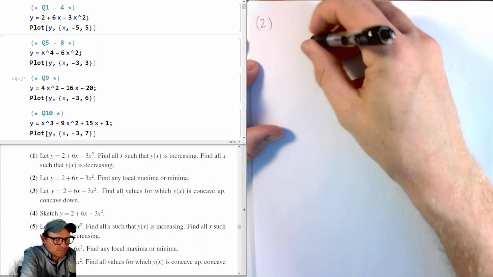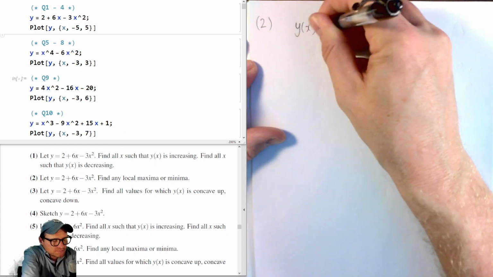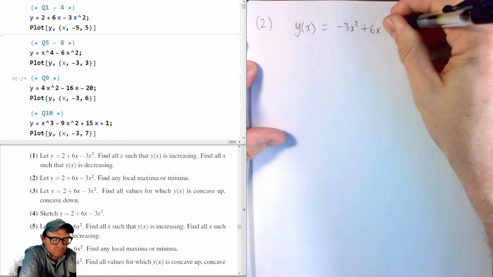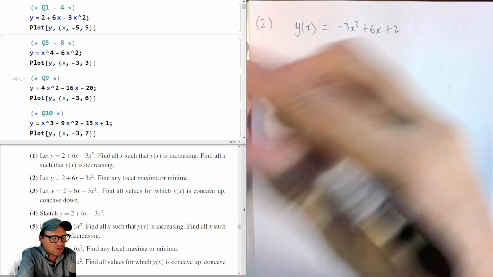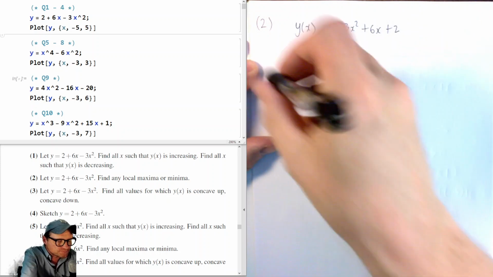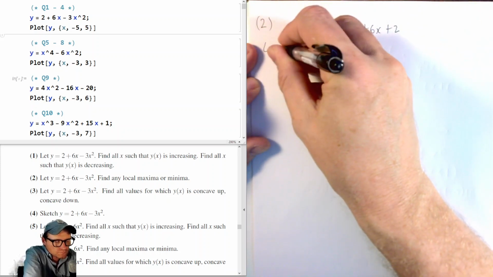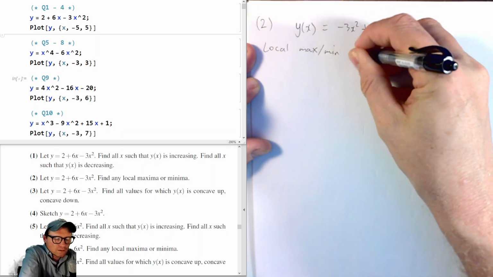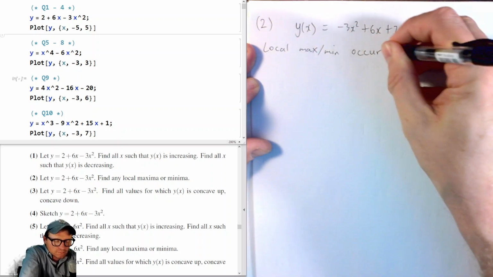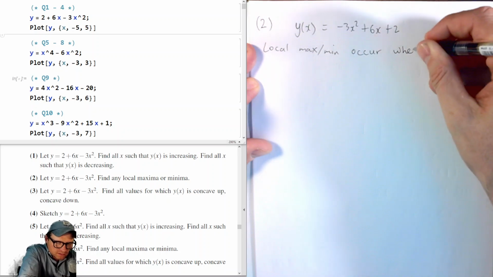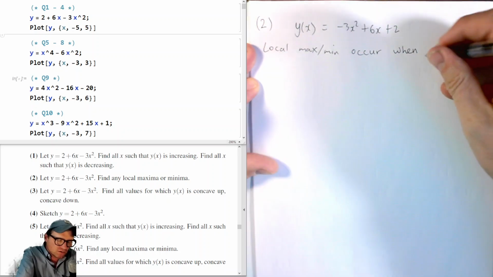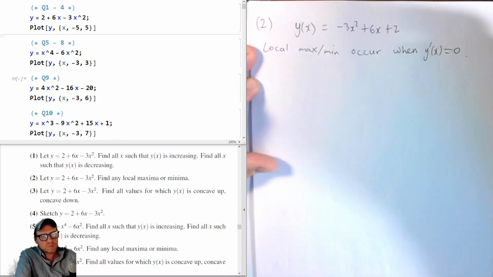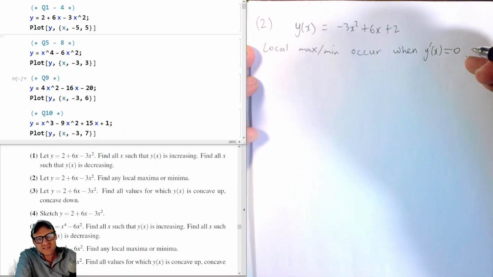Find any local maxima or minima. So I'm going to rewrite this. Okay, so local max or min occur when the slope is 0. Okay, so when y dash of x is equal to 0. But then once we find those, we have to classify them.